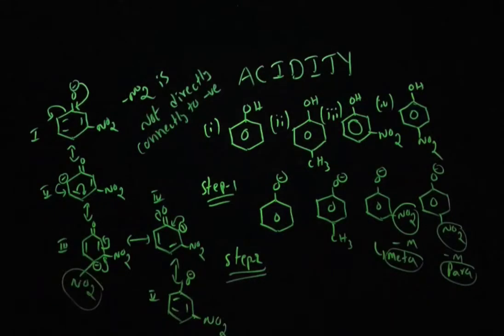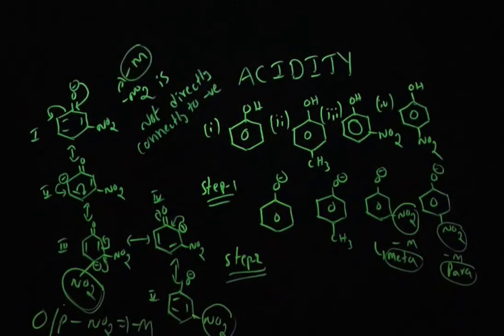Suppose the minus M group is at ortho or para position: see, the NO2 group is connected to the negative charge. That means if the NO2 group is present at ortho and para position, it will show a minus M effect for sure, because at those positions the NO2 group is directly connected to the negative charge, so it can behave as a minus M group. If the NO2 group is at meta position, it is not directly connected to the negative charge. In such a case, the NO2 group does not behave as a minus M group. Instead, it can show a minus I effect.